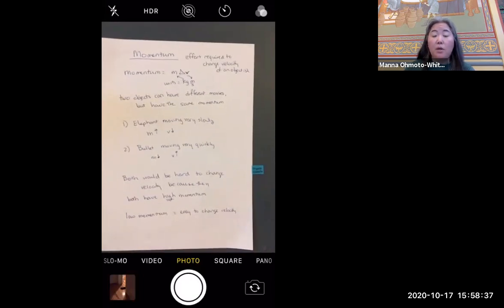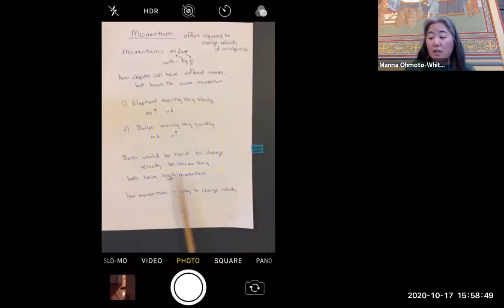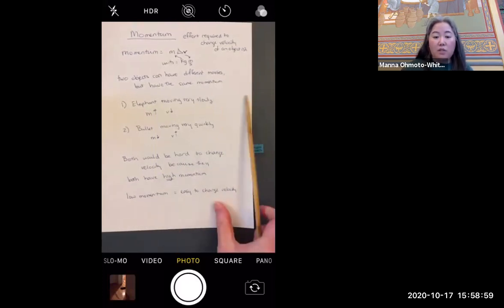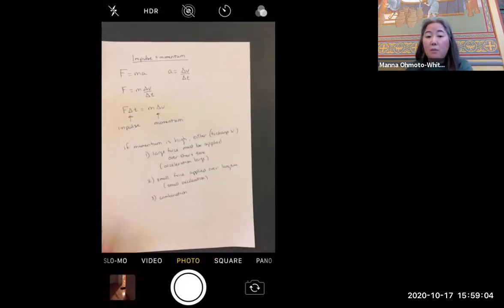Two objects can have different masses but the same momentum. For example, you can have an elephant with a very large mass moving very slowly, or a bullet that has a very small mass but is moving very quickly. Both would be hard to change the velocity of because they have a high momentum. Low momentum is easy to change velocity, while high momentum is difficult to change velocity. That brings us to the idea of impulse and momentum.